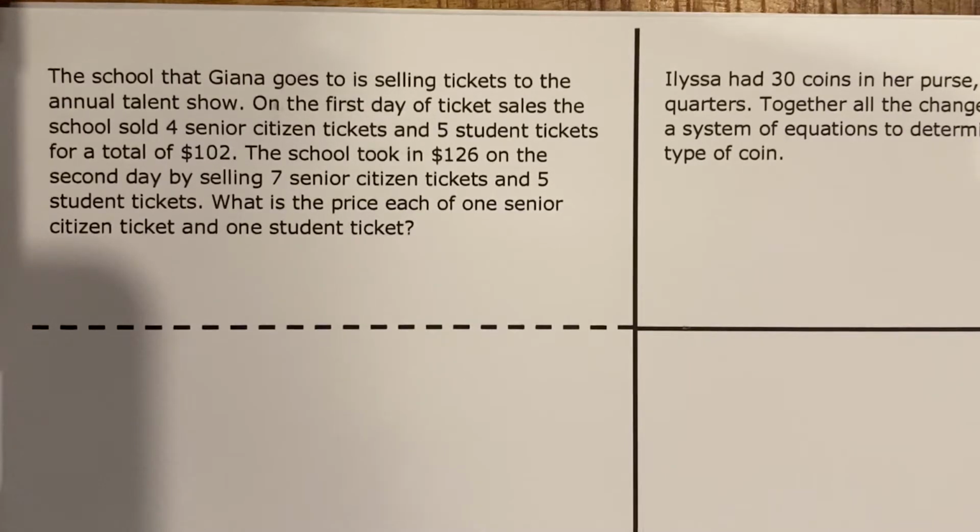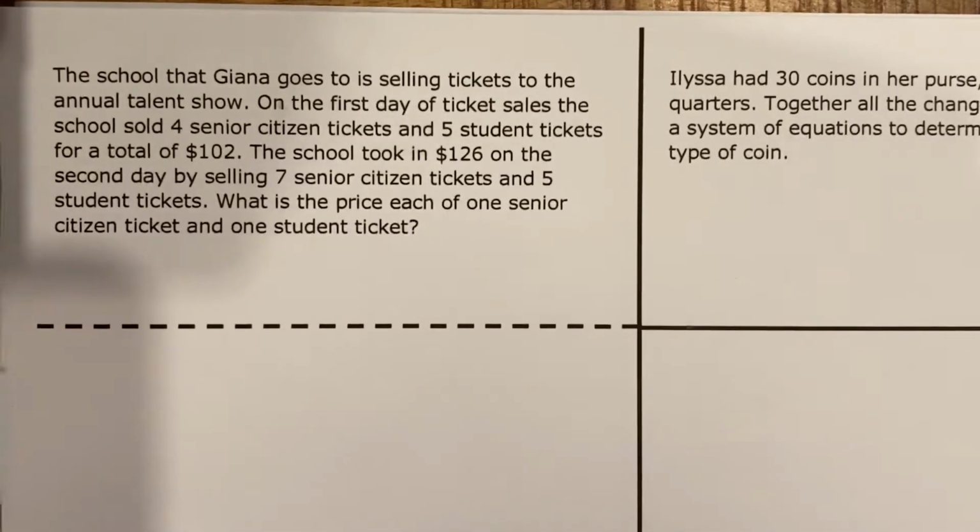The school took in $126 on the second day by selling 7 senior citizen tickets and 5 student tickets. So I still don't know the cost of each type of ticket, but I know that they made $126. What is the price of 1 senior citizen and 1 student ticket? So I have 2 days that I can compare. So that's going to be my 2 equations.